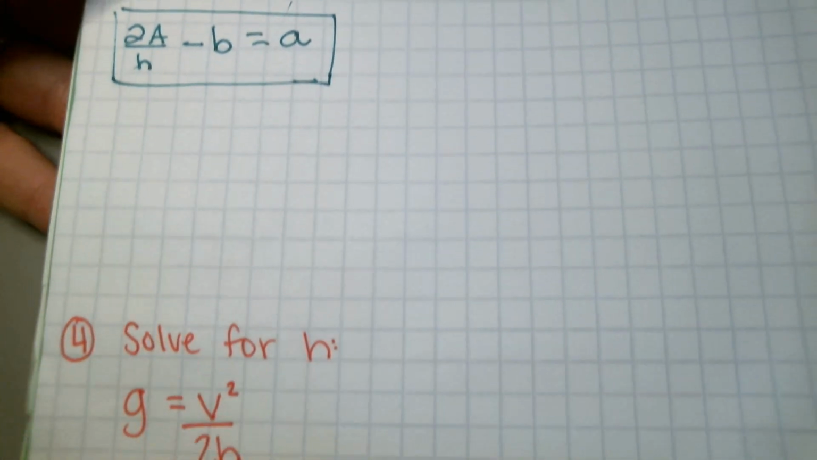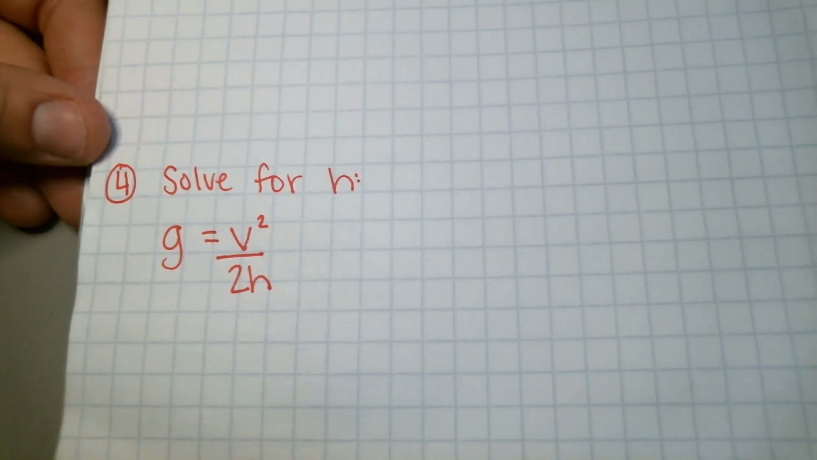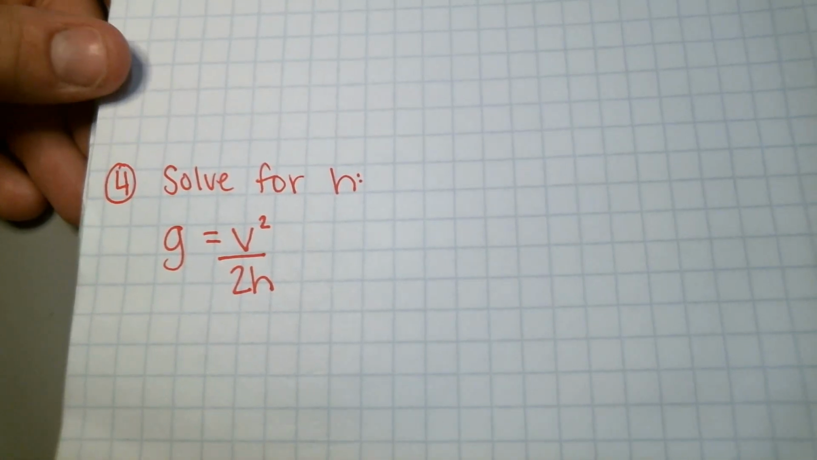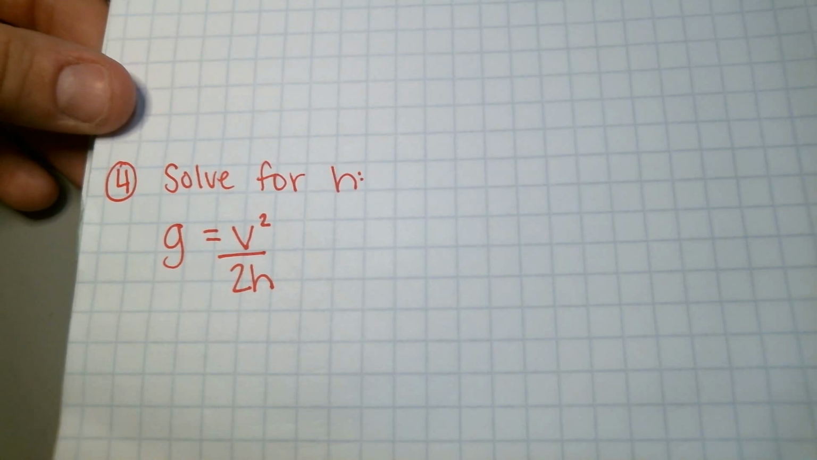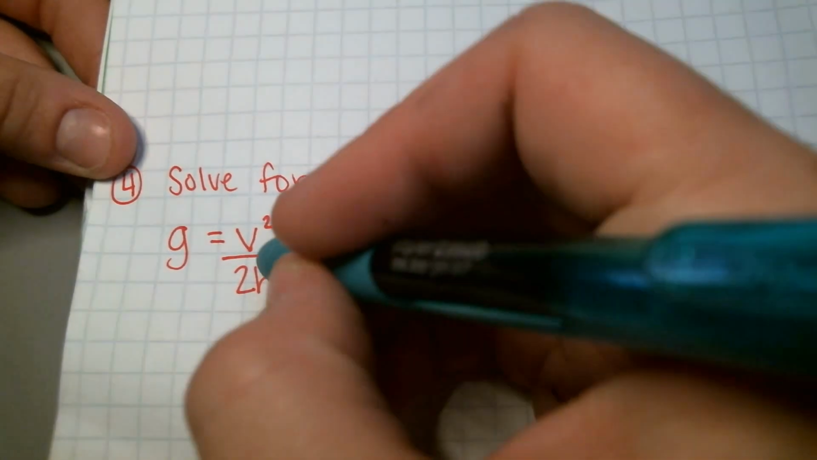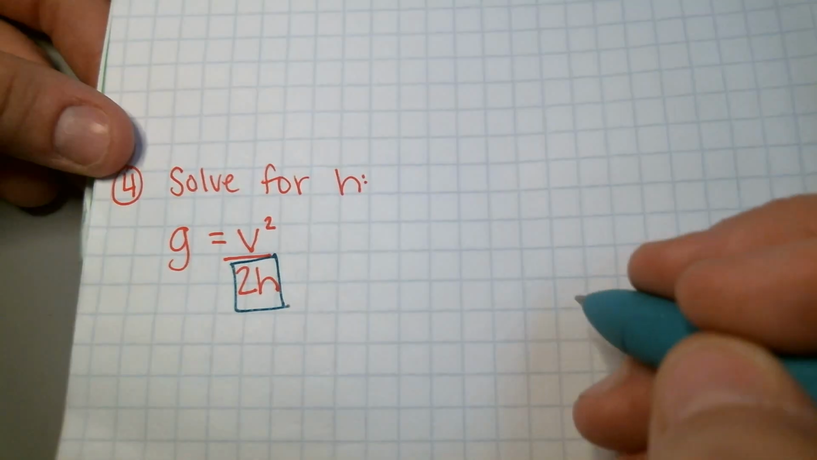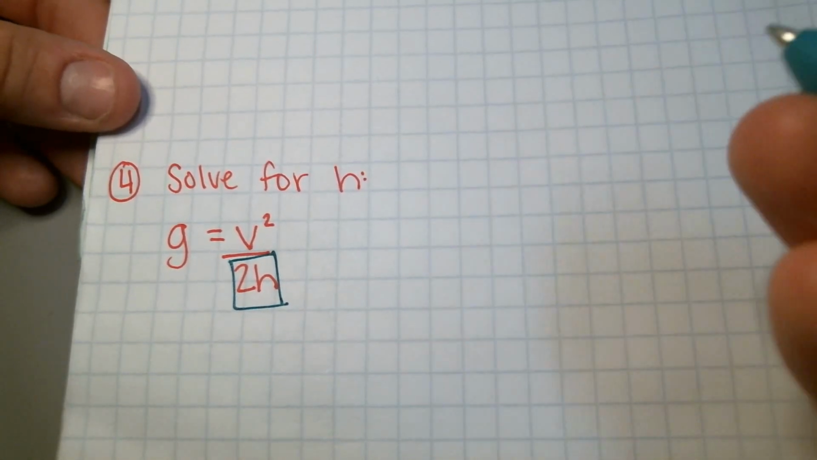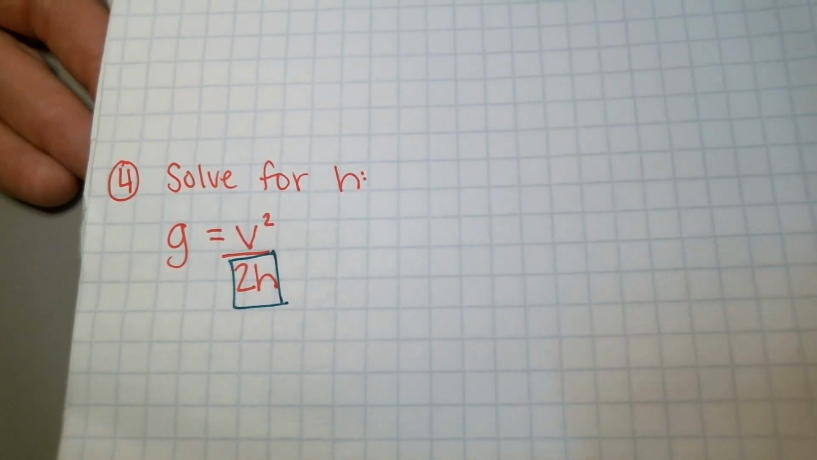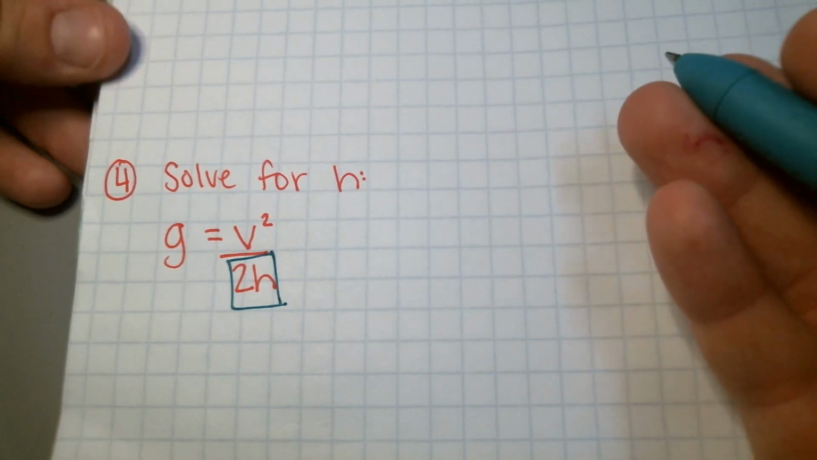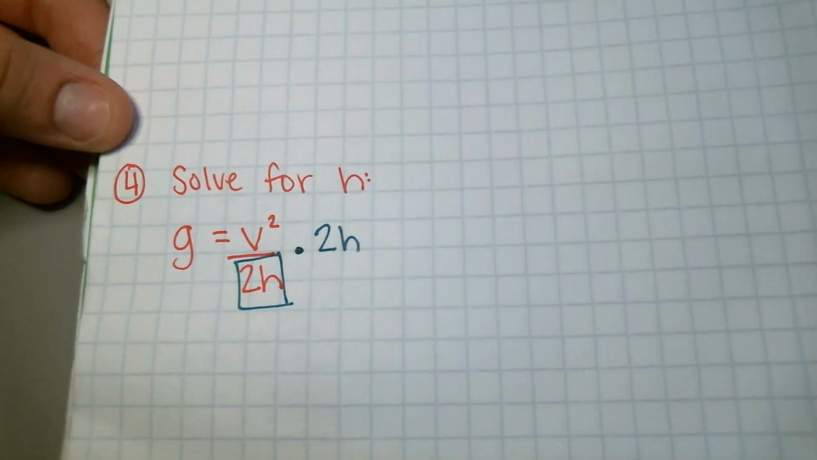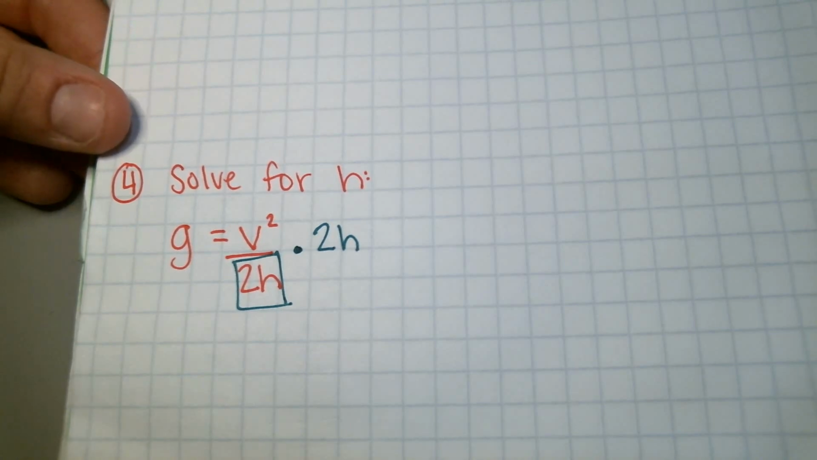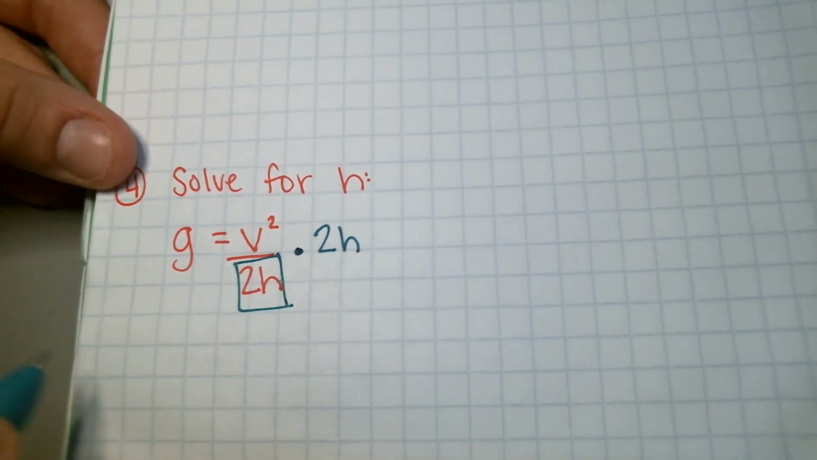All right, last example. And a lot of these, they end up coming from science or geometry. These are really popular. We're going to solve for h. Now, right now, h is in the denominator. So remember, if you want to get something out of the denominator, what do you do? And hopefully you're saying to yourself, multiply by the denominator. If you ever want to get rid of a denominator, multiply by the denominator. I'm going to multiply by this entire denominator.